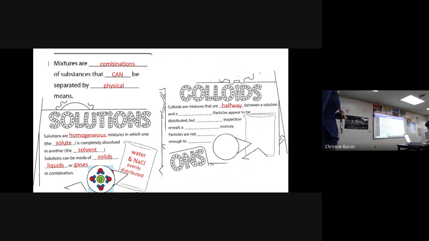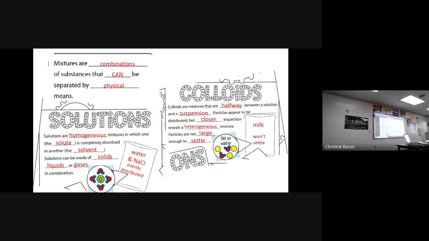Next, we have colloids. Waiting for that picture to show up. Okay, colloids are mixtures that are halfway between. Actually, I'm gonna skip this, and we're gonna go to the next slide, and then I'm gonna explain colloids. Whenever y'all are done, I'll go to the next slide, and then we'll go back. Okay, we'll go back to this in just a minute.